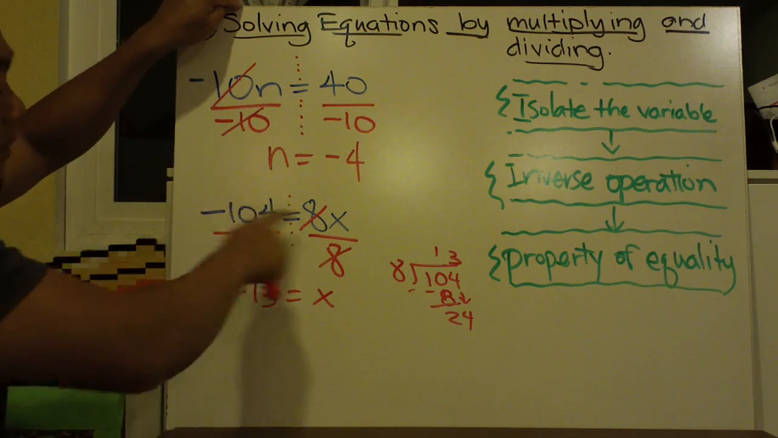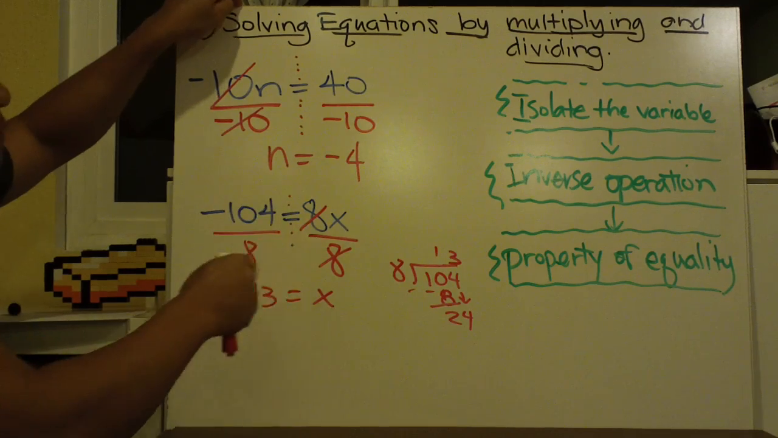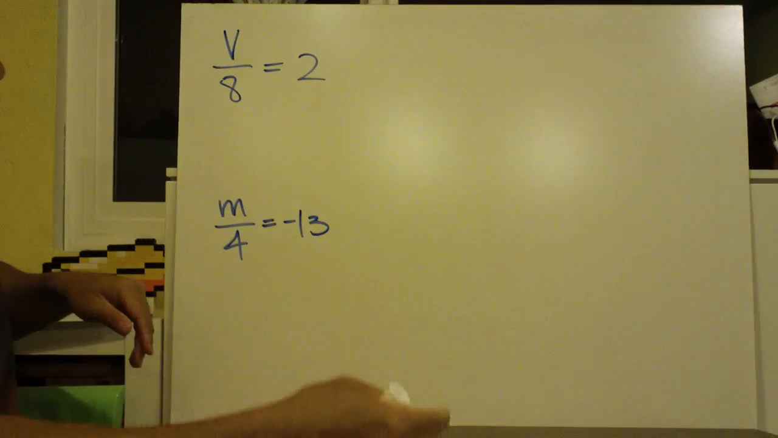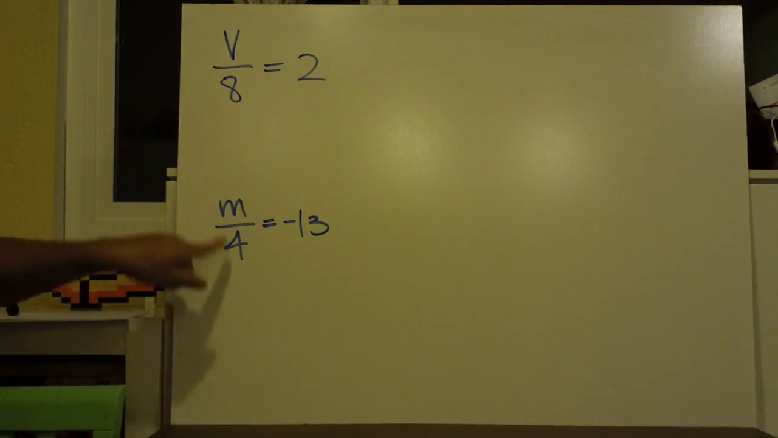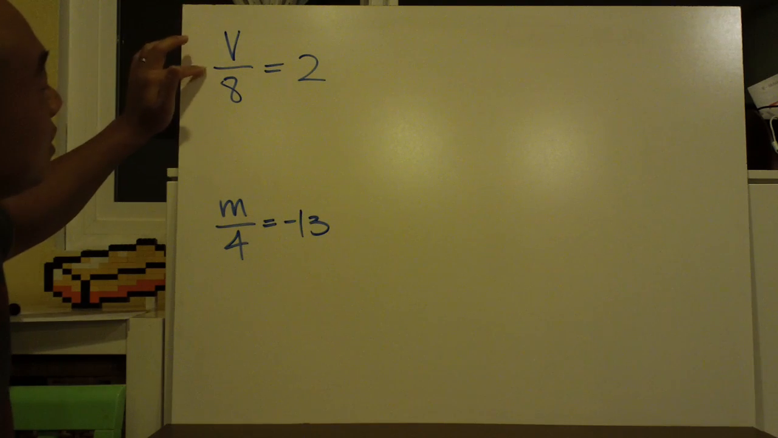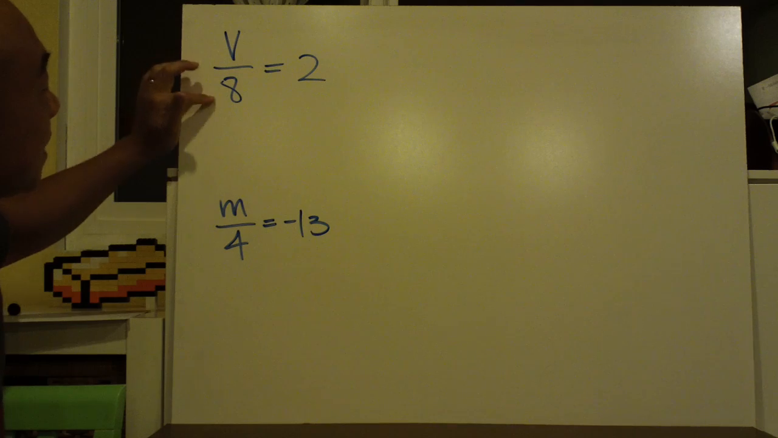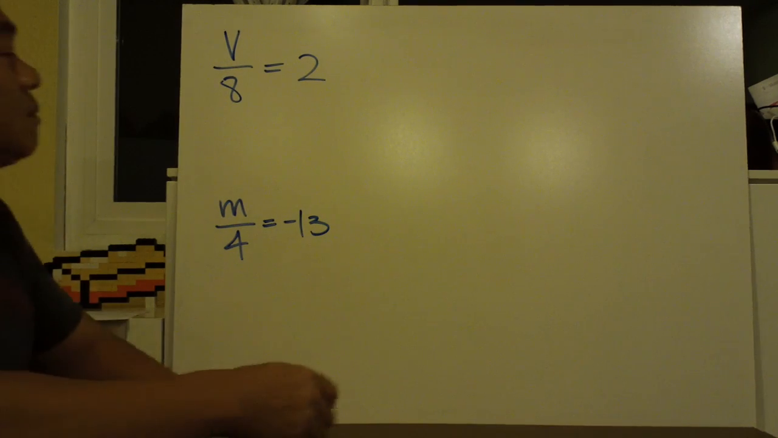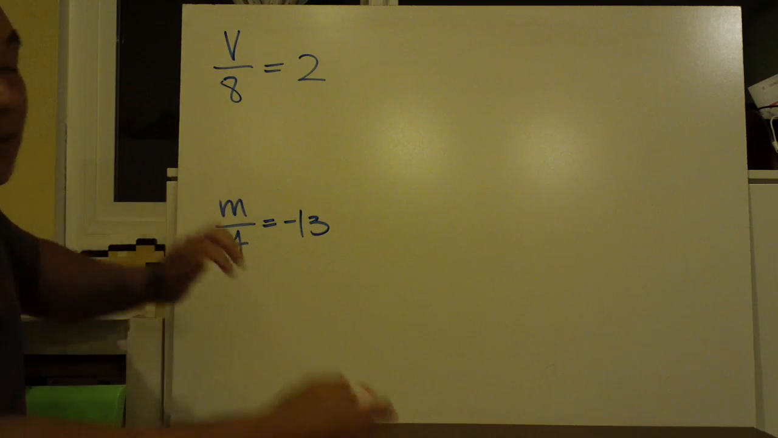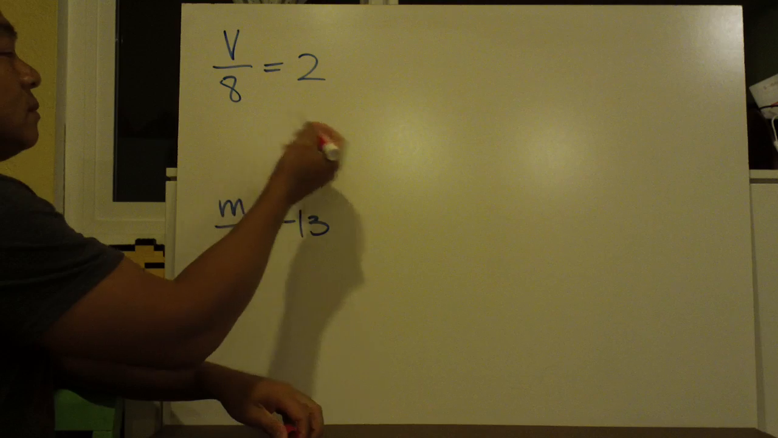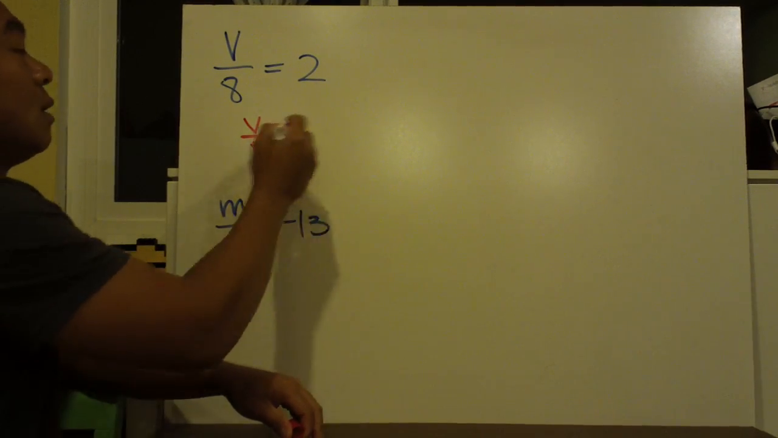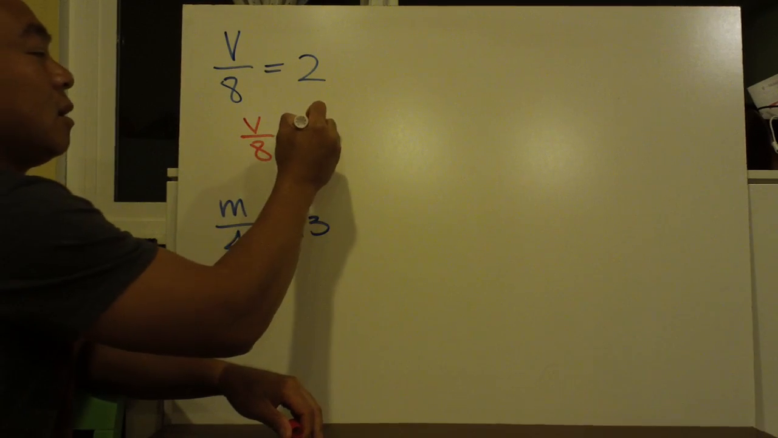And again, these are multiplication questions, and you're using the inverse operation of division to isolate that variable. Alright, here I have division questions. I know they look like fractions, but remember, v over 8 is the same as v divided by 8. So, we're going to isolate this variable by doing the inverse operation of this. So I'm going to rewrite this, v over 8, and we're going to multiply this by 8.